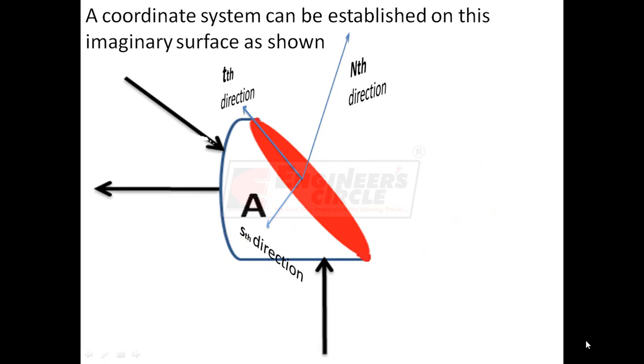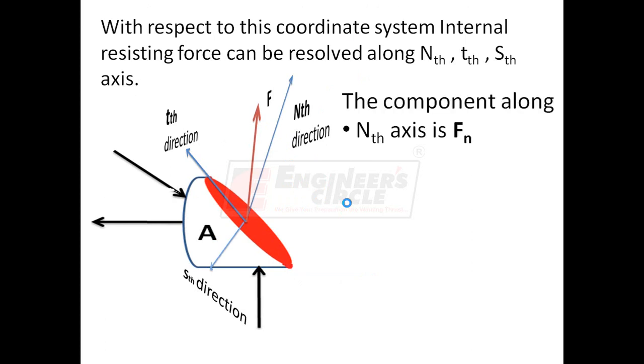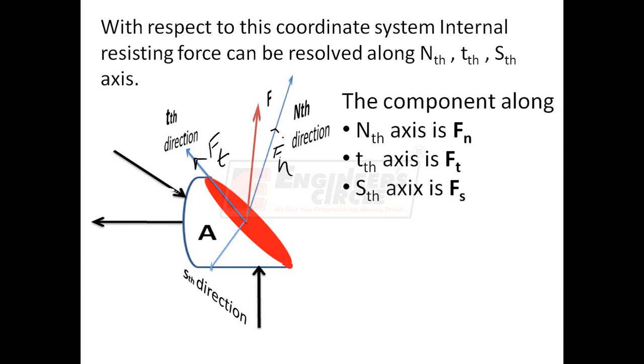having three mutually perpendicular directions. The one which is perpendicular to the cross section is n, and the other two, t and s, are along the cross section. With respect to this coordinate system, the internal resisting force F can be resolved in three components. The component of internal resisting force F along the n axis is Fn. Along the t axis is Ft. And along the s direction, the component of internal resisting force F is Fs.